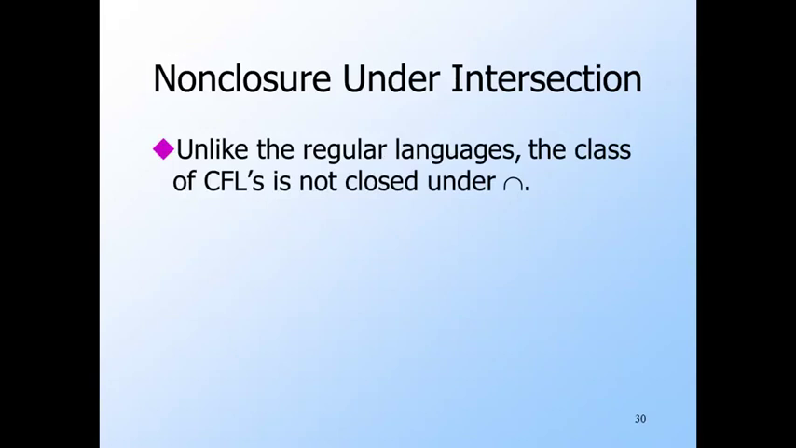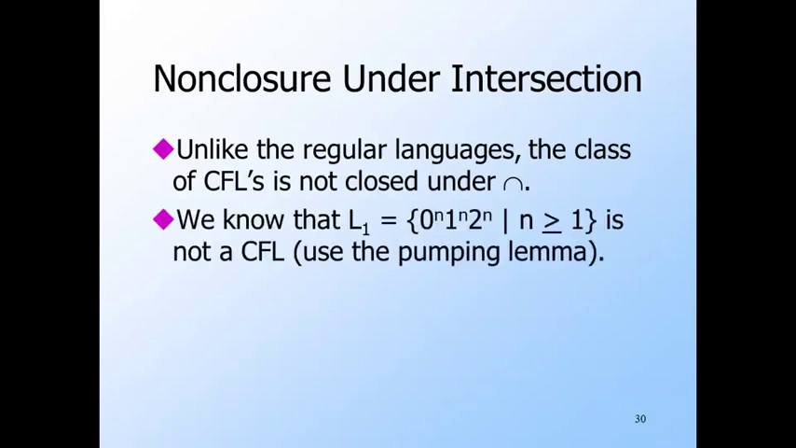but the situation is worse. We can see particular context-free languages whose intersection is not a context-free language, so no construction could possibly work. We said that this language, L1, the set of strings with some number of zeros followed by the same number of ones and the same number of twos, is not a context-free language. The pumping lemma gives us an easy proof of that fact. We're not going to do it here, but it's very much like the example of the pumping lemma proof that we did give.